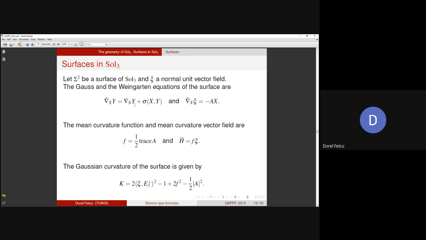Then it's easy to compute the Gaussian curvature of the surface by using the formula of the Riemannian curvature of Sol. The Gaussian curvature of the surface is this one, and we'll use it to obtain our next results.